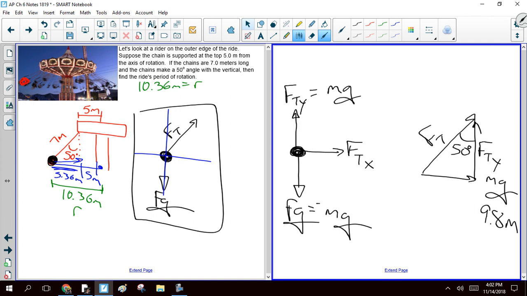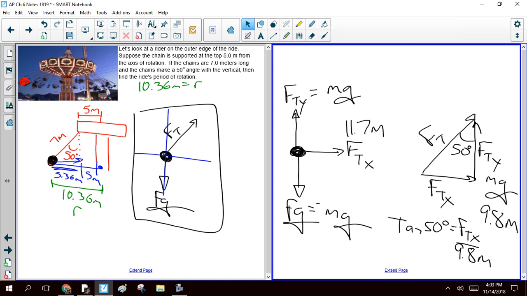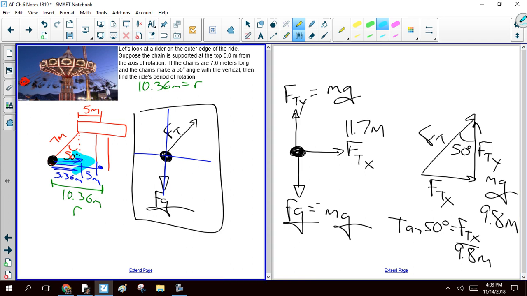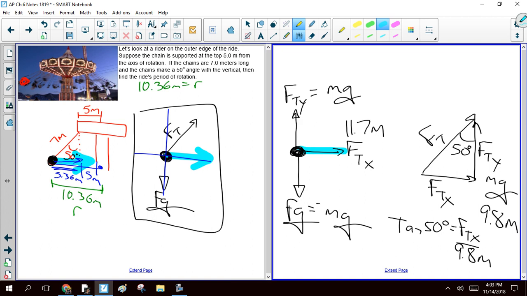So I think I can use a little bit of trig to find my x component. The tangent of 50 degrees is opposite over adjacent. So multiply both sides by 9.8 m, and you will discover that the x component is 11.7 m. So that's the x component of my tension. Great, but what is that tension doing? Well, remember that the horizontal component of the tension is what's pulling our rider inwards and providing our centripetal force.